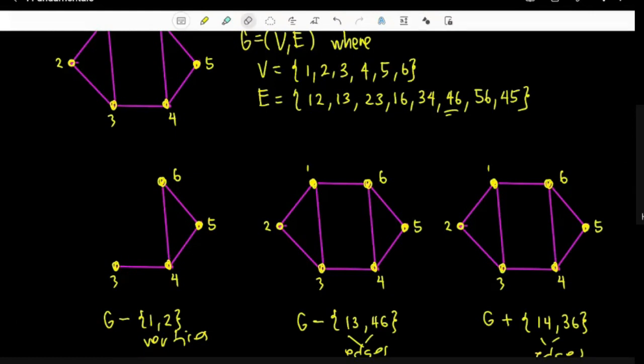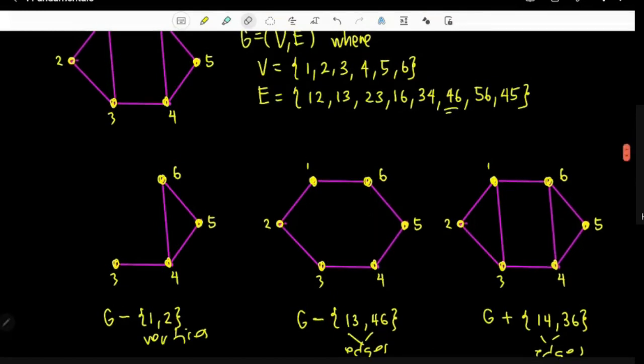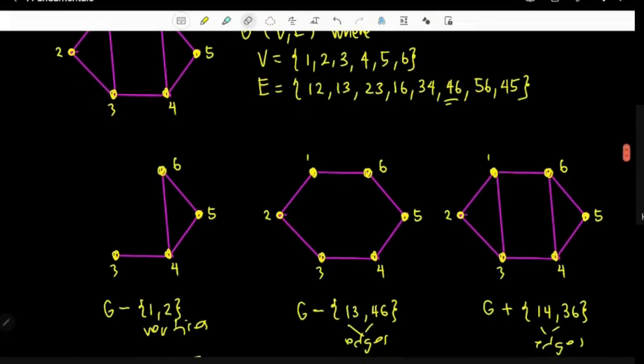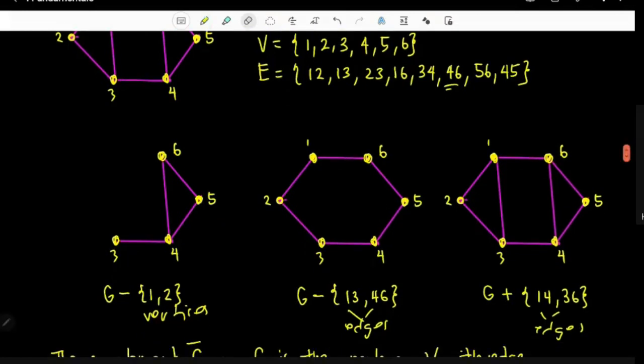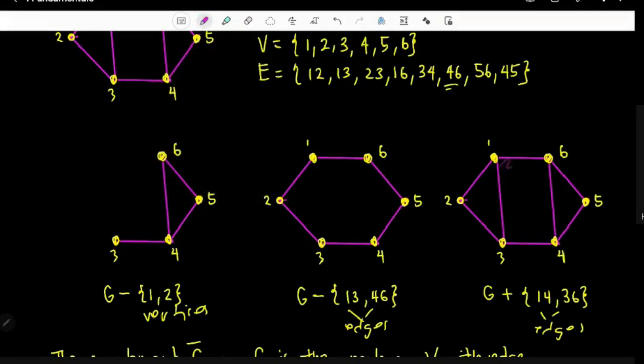Now, if you remove an edge, on the other hand, edge lang yung tatanggalin mo. So, you remove edge 1, 3, this edge, and edge 4, 6, this edge. So, ang natira, G minus 1, 3, 4, 6. Now, you add an edge, meaning magdadagdag ka ng edge. So, idodrawing mo yung edge. The additional edge is 1, 4, so this edge, and 3, 6 to this edge. Okay? So, that's how we add an edge.